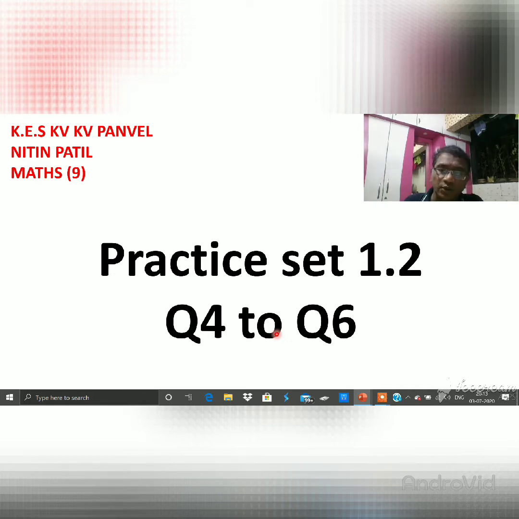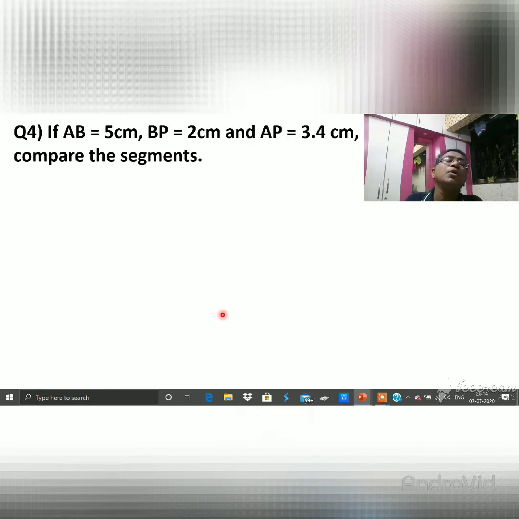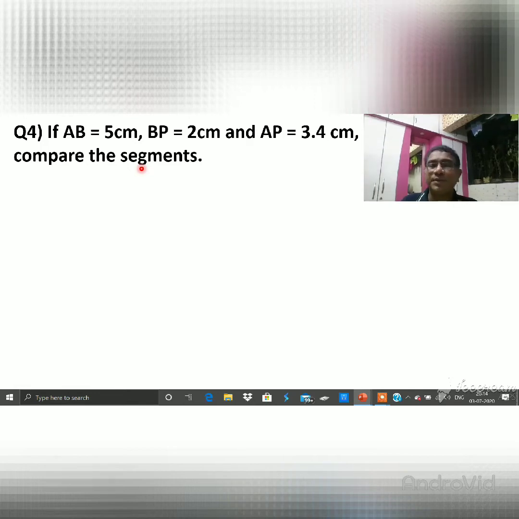Okay. So we are going to learn problem number 4 first. So see here, what is problem number 4? AB is equal to 5 centimeter, BP is equal to 2 centimeter, AP is equal to 3.4 centimeter. Compare the segments. What do they say? Compare. Compare means who is greater, who is smaller. That is called compare.